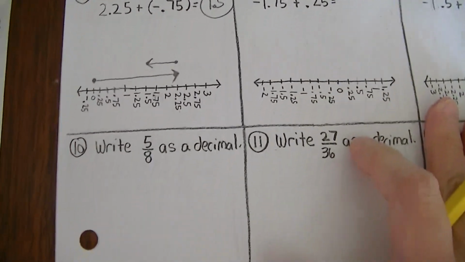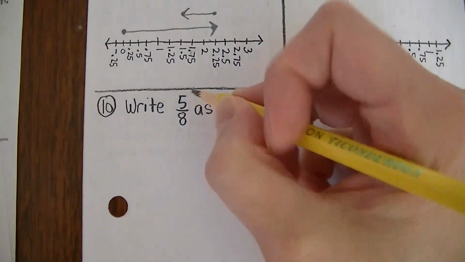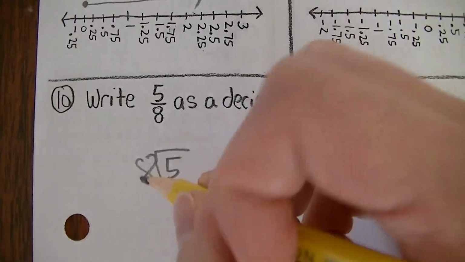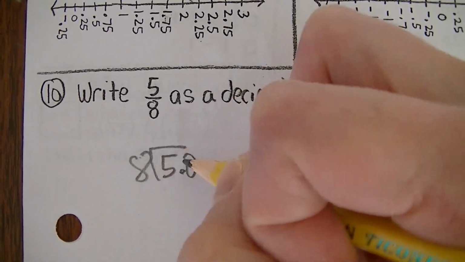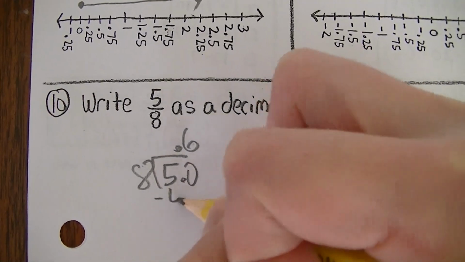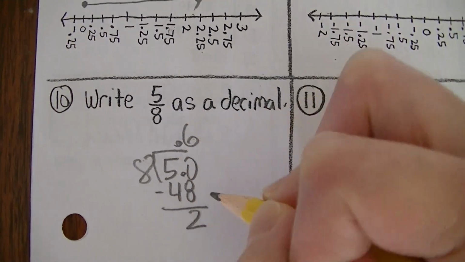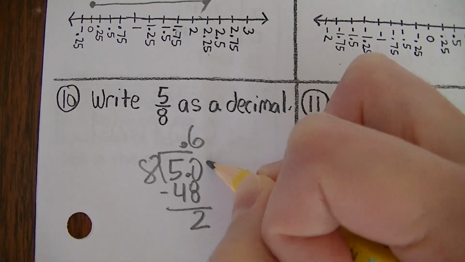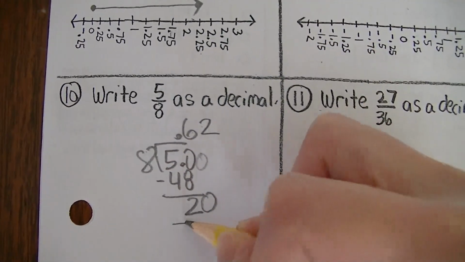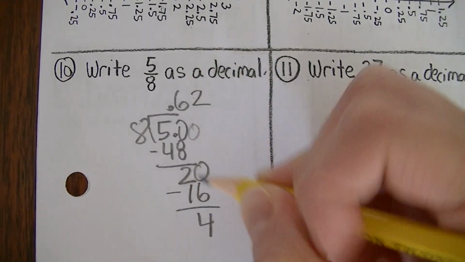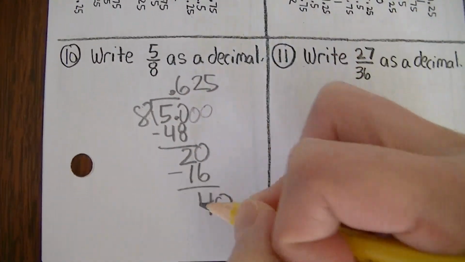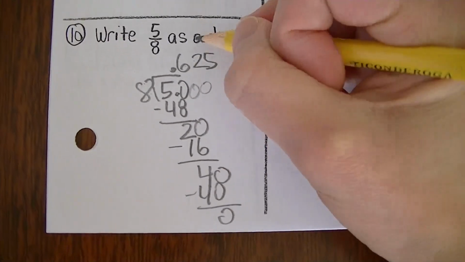Okay, try the next two, of course. Okay, write 5/8 as a decimal. So remember, it's 5 divided by 8. 5 divided by 8. Okay? 8 does not go into 5, but 8 will go into 50 6 times. 6 times 8 is 48. 50 minus 48 is 2. 8 does not go into 2, so bring down a 0. 8 goes into 20 twice. 8 times 2 is 16. Subtract 16. 20 minus 16 is 4. 8 does not go into 4, so bring down a 0. 8 goes into 40 5 times. 8 times 5 is 40. There's no remainder, so that's the answer.